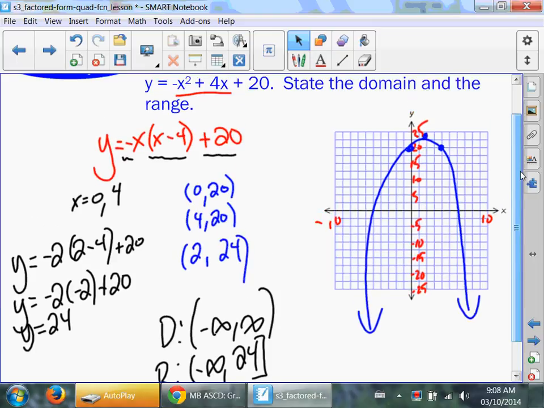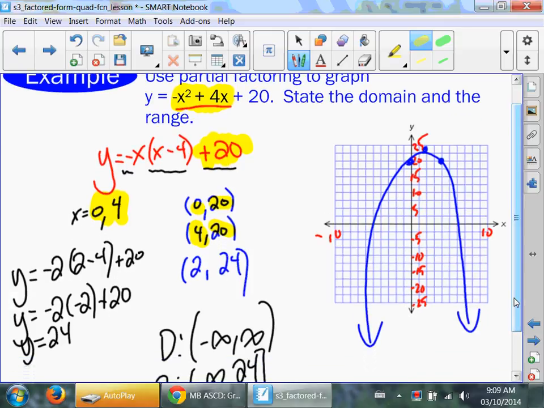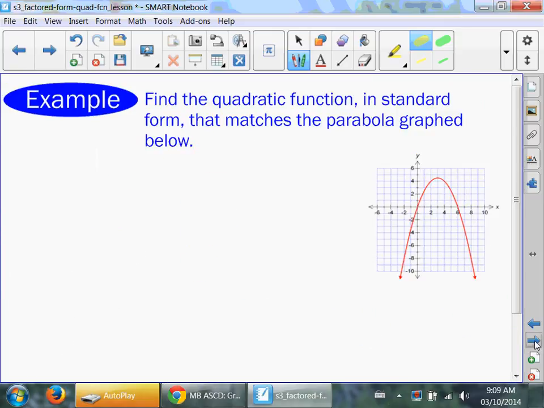So when we're doing our partial factoring, what we're doing is we're only taking a look at the first two terms of the trinomial, and we're taking out, usually we're just taking out x, but we took out negative x in this case because we had negative x squared. And the two values we get, 0 and 4, at those two values, the y value is going to be whatever's left over here. So we got 20 there, so you're going to have 20 here and 20 here. Alright, so going on to the next example.